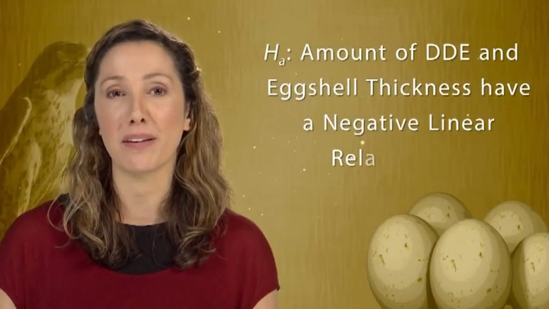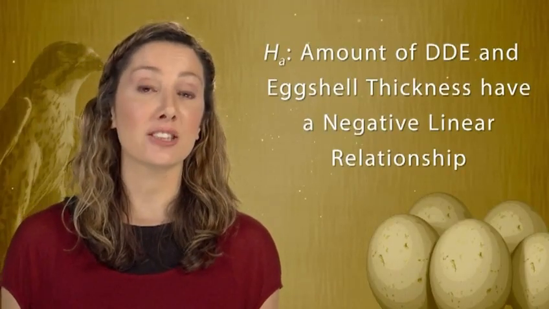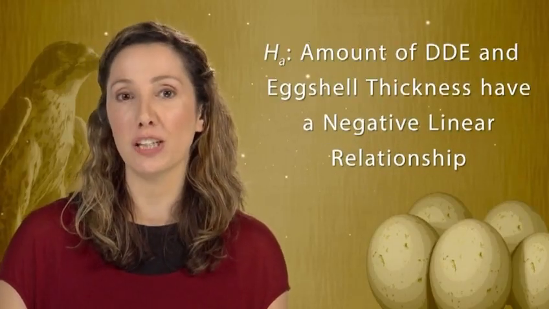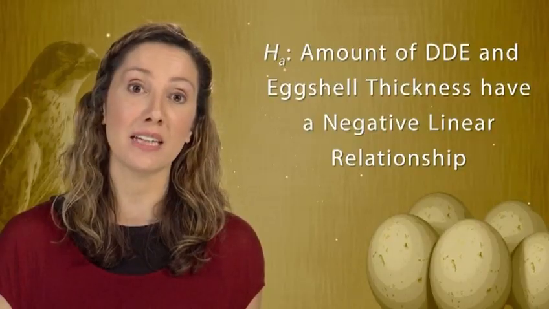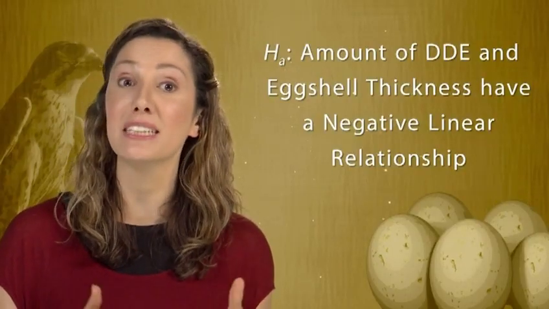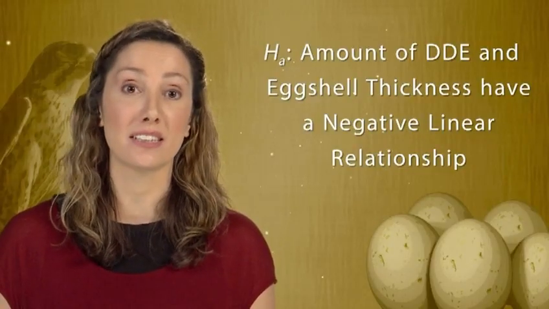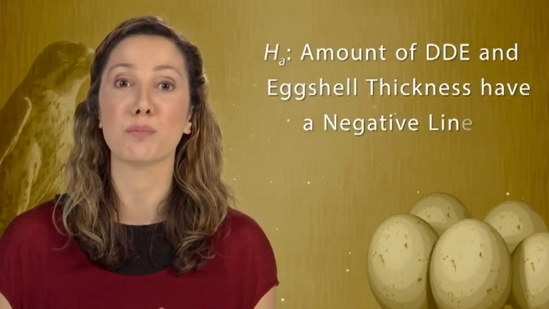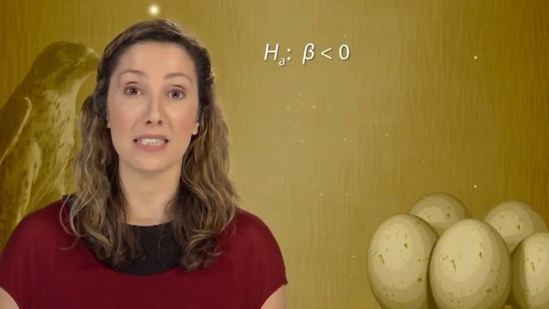The alternative hypothesis is that the amount of DDE and eggshell thickness have a negative linear relationship. Remember, a negative association is when one variable increases as another decreases. In this case, that would mean that as the amount of DDE increases, the eggshell thickness would decrease. We can also restate this in terms of our population parameters, as beta is less than 0.